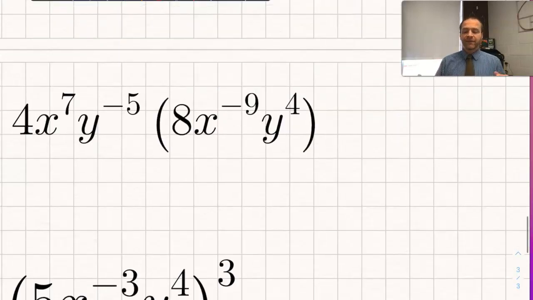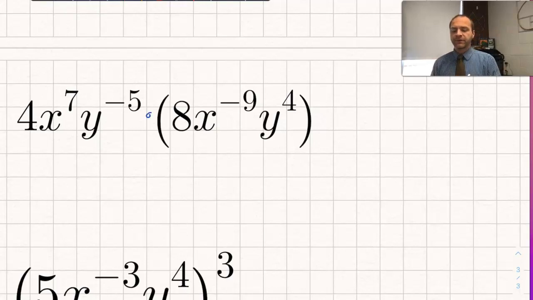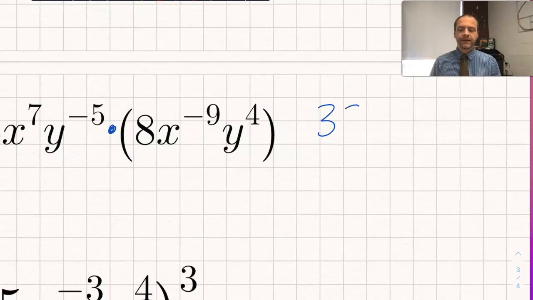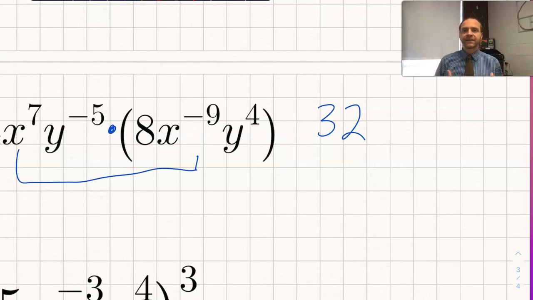And so to combine them, I'm going to realize what I'm doing is I am multiplying my two expressions together. So I'm going to multiply the 4 and the 8 together. And that's going to give me 32. Now when I multiply the x to the 7th and the x to the negative 9th together, what that means is I have 7 x's all being multiplied, and then I'm removing 9 of them. And so really what happens is I'm going to combine them by adding 7 plus negative 9. That's negative 2. And I'm going to write that down. I'm going to combine those by adding.